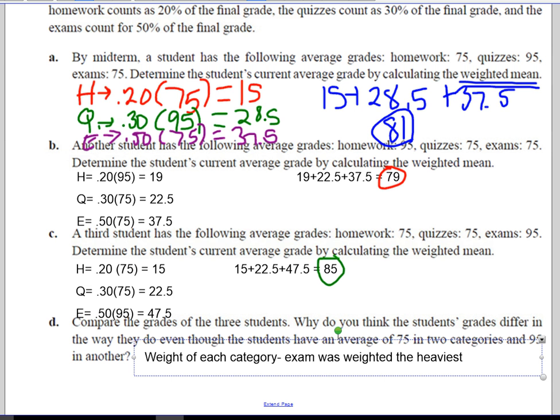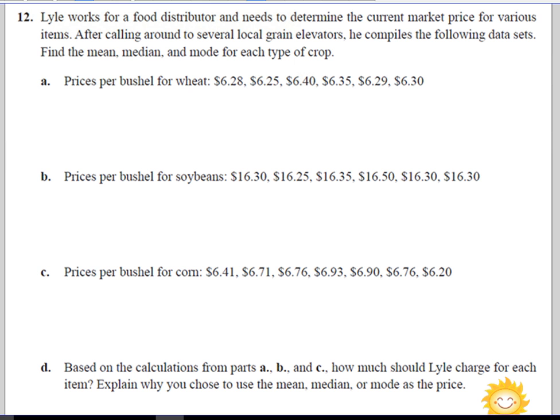Okay. Let's look at our final example. Lyle works for a food distributor and needs to determine the current market price for various items. After calling around to several local grain elevators, he compiles the following data sets. Find the mean, median, and mode for each type of crop. And so, again, you'll need to put them in order. And then calculate the mean, the median, and the mode.